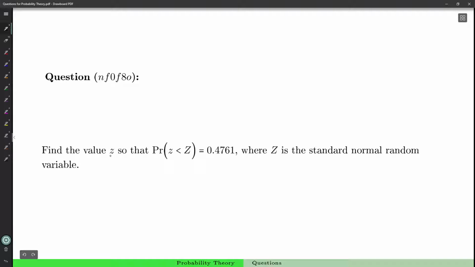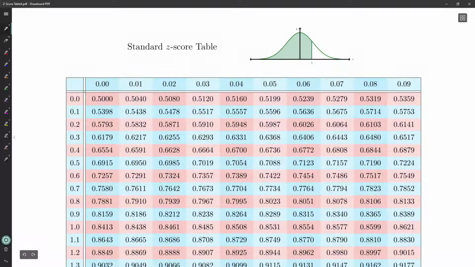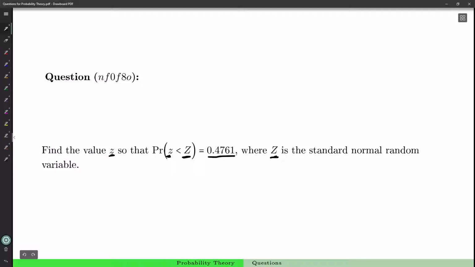Find the value z so that the probability that a random variable capital Z is greater than this little z is equal to 0.4761, where the capital Z random variable is the standard normal random variable. Okay, so we got a probability given to us to 4 decimal places, which is why I have my 4 decimal place z-score table right here.